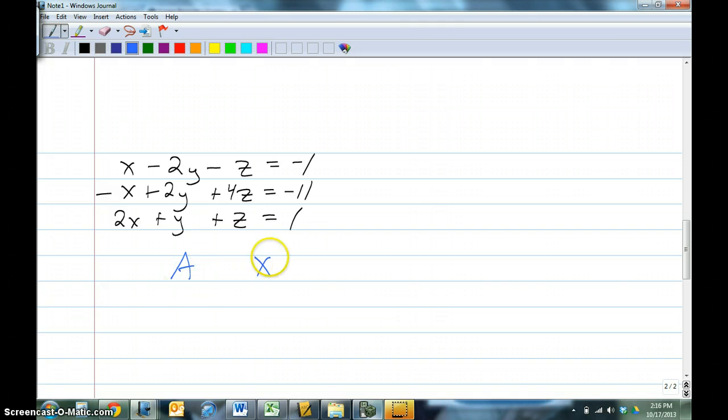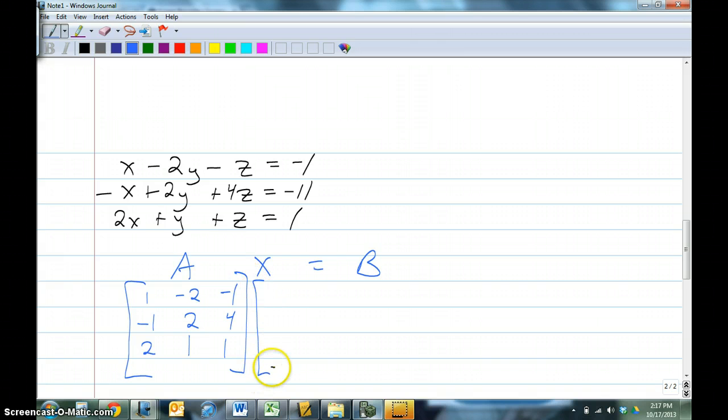Matrix A times matrix X equals matrix B. Matrix A are the coefficients of our X, Y's, and Z's. So this is 1, negative 2, negative 1. Negative 1, 2, 4. 2, 1, 1. That's our matrix A. Times matrix X: X, Y, Z. Matrix X is always going to be stacked vertically like this. Equals, same thing with matrix B: negative 1, negative 11, and 1.